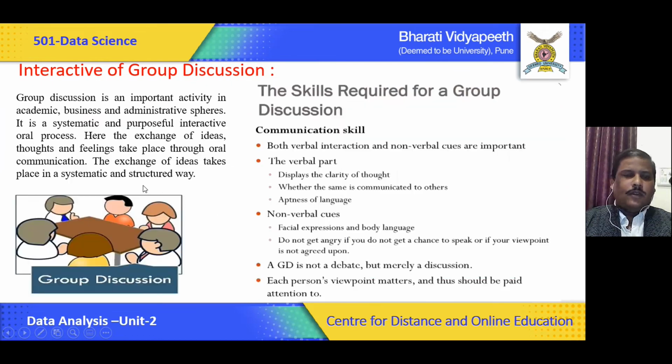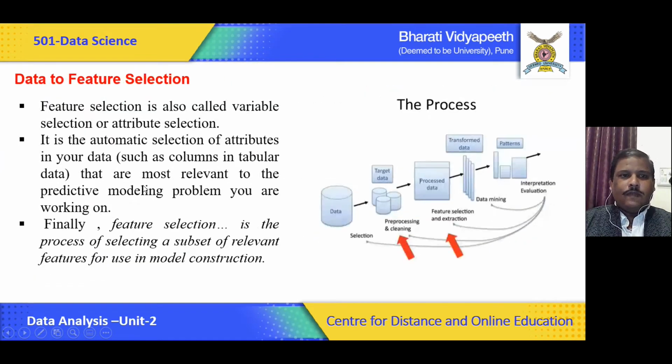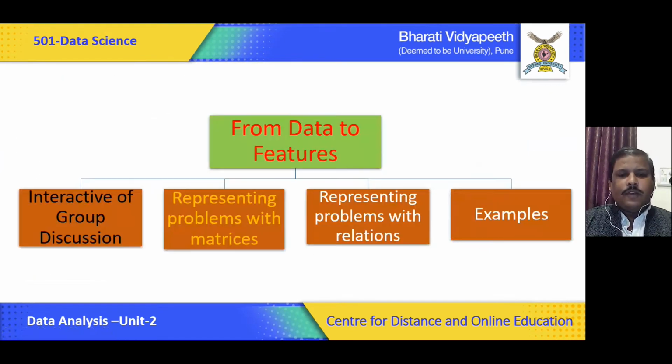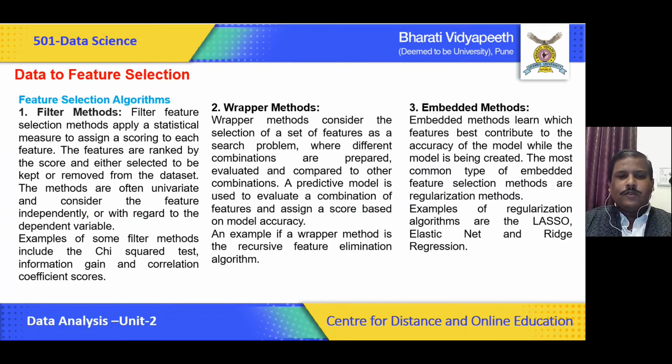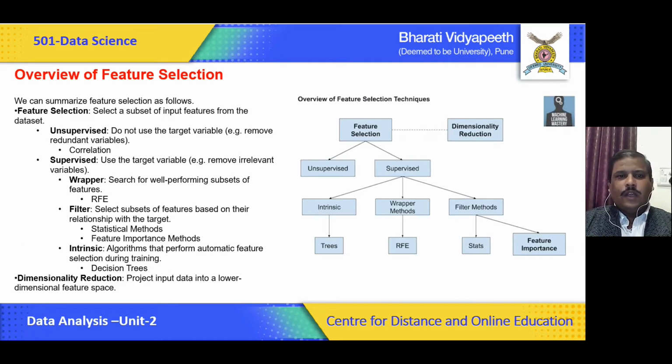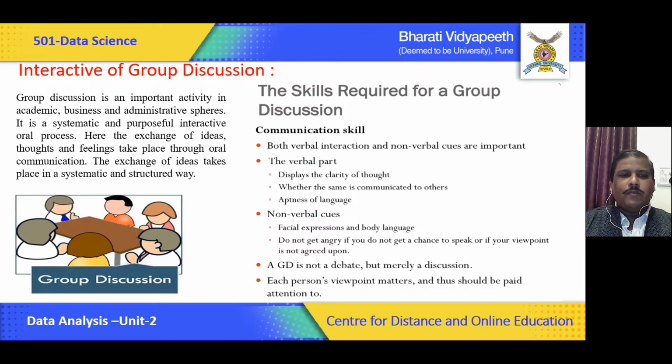Dear students, this is the discussion we had in the last lecture, that is, from data to features. We discussed interactive group discussions. In that we covered many things, like how to make data and turn it into feature selections. Data to feature selections, and we came across different types of discussions on this.